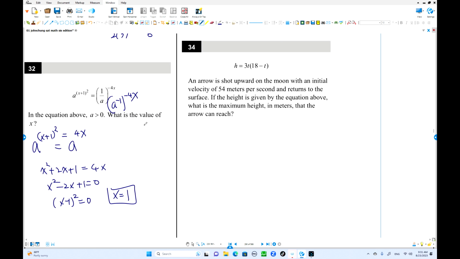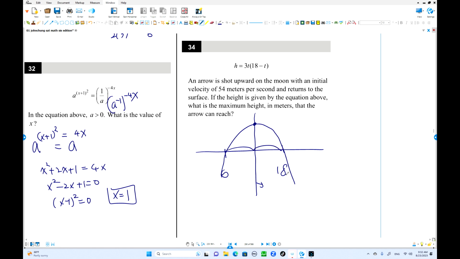Number 34. The height is expressed in factored form, 3t times 18 minus t. Looks like this one. T equals 0, t equals 18. The graph looks like this. That is the initial height, this is physics. If the height is given by the equation, what is the maximum height? Maximum height is at this line over here, the axis of symmetry. How can you find the axis of symmetry? The middle of these two points.